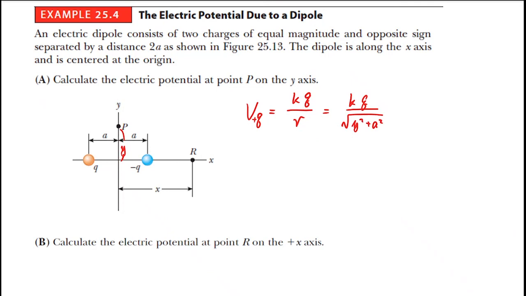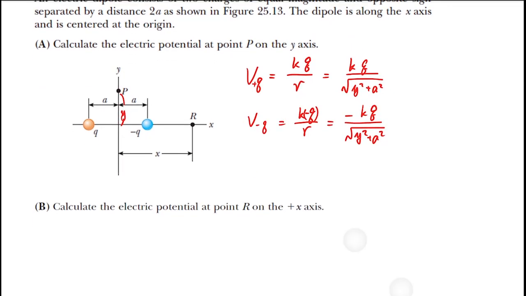Good. So then the potential due to negative Q will be K negative Q over R. So you have negative KQ over the square root of y squared plus a squared. Now the total potential is this. Wow, it's 0.